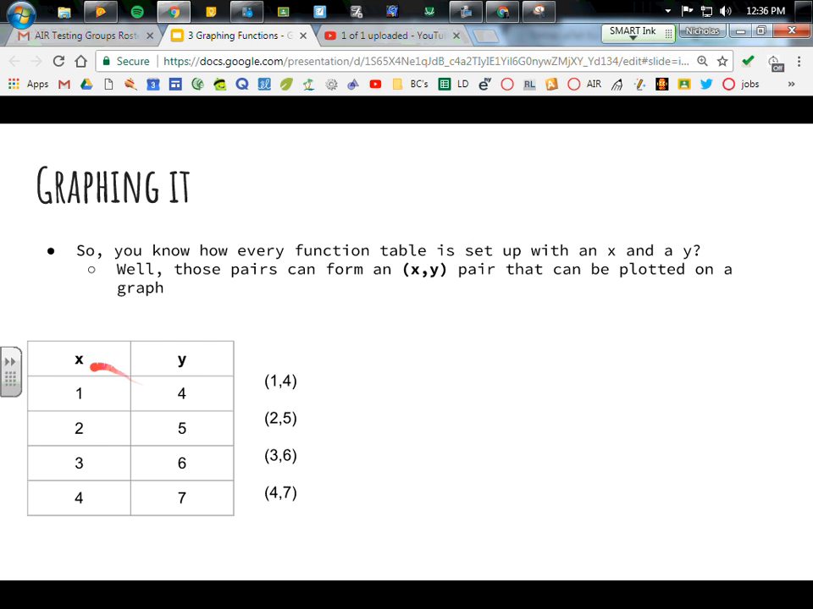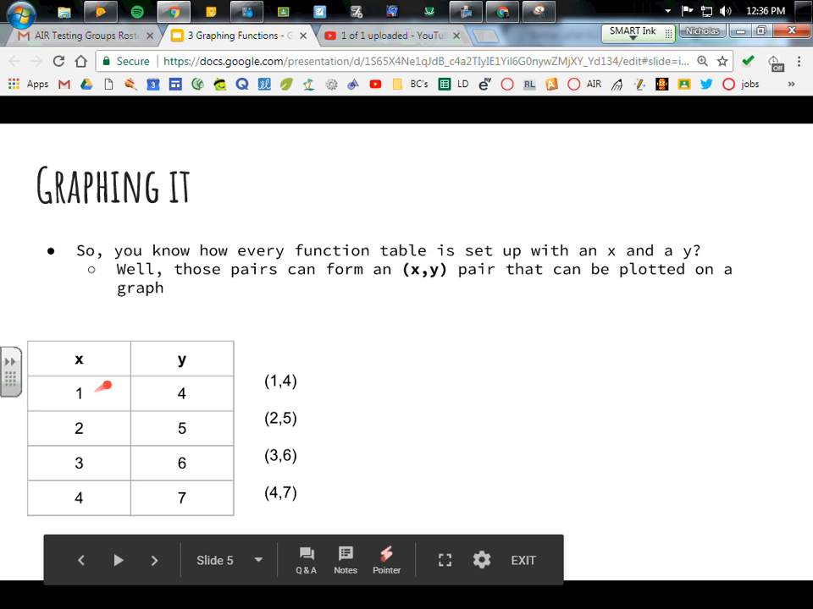So this table right here, if our x is 1 and our y is 4, that's the coordinate 1 and 4. If our x is 2 and our y is 5, that's the coordinate 2 and 5. If our x is 3 and our y is 6, that is the coordinate 3 and 6. If our x is 4 and our y is 7, that's the coordinate 4 and 7.